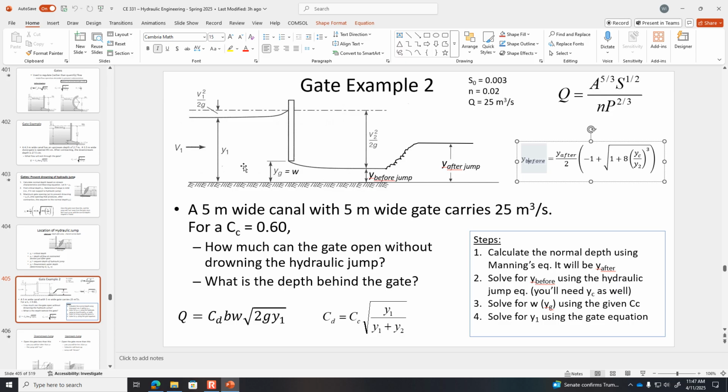Here, Y1 is how our figure is calling the depth upstream of the gate. So there's all these different depths. There's the depth upstream of the gate, there's the depth under the gate, there's the depth after the contraction, then there's the depth after the jump, which we've said here is equal to the normal depth. So we just found out from Manning's equation the normal depth is 1.78.